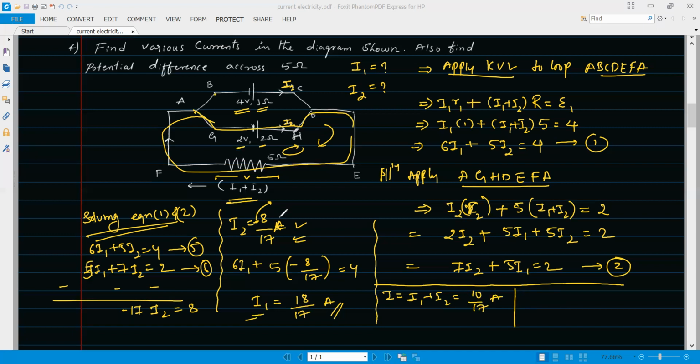So the final term: we calculated I, the net current, I1 and I2. Now what they have asked is the potential difference across the resistor. So potential difference is nothing but V is equal to IR. So I is 10 by 17 into R, which is 5. So this is nothing but 50 divided by 17, which is 2.94 volt. This is the final answer.